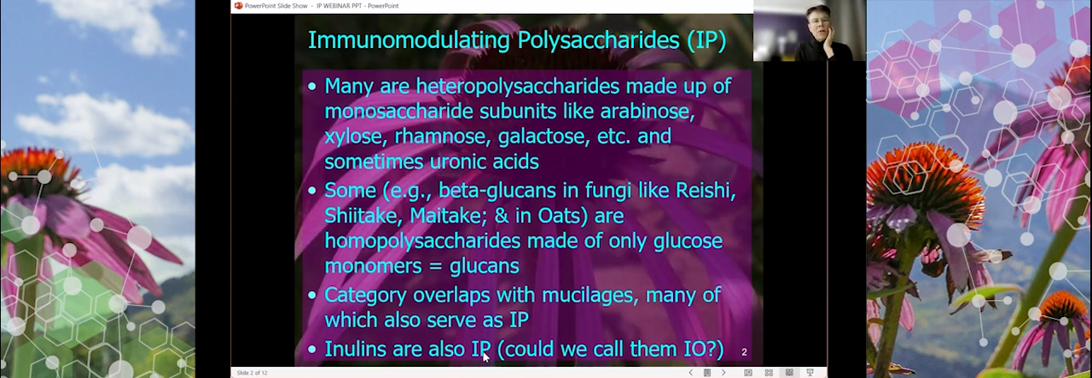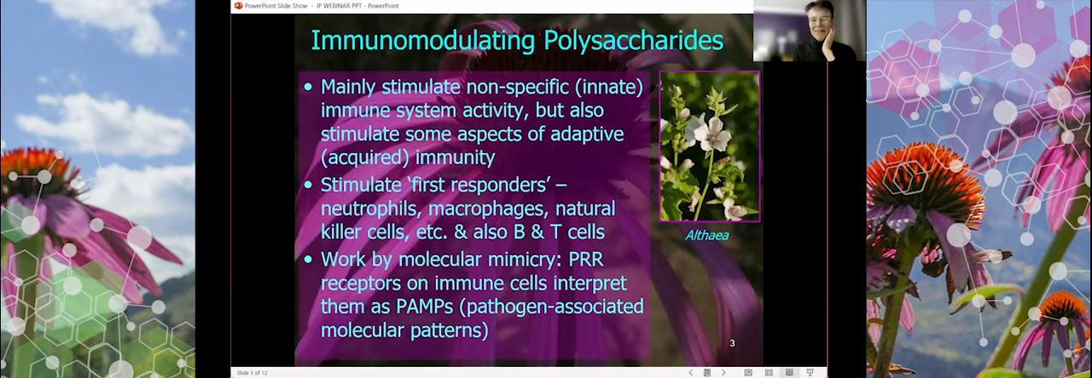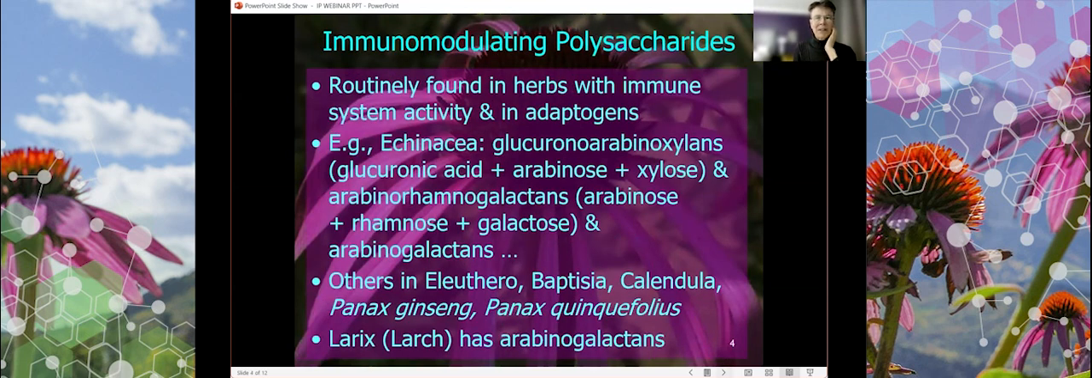And I was thinking, oh, inulins, let's see, they're actually classified as oligosaccharides. More coming. So I was like, oh, so we could call them IP, we could call them IO. I just made that up. I don't know anybody who actually does that. But you know me, love to play with words.